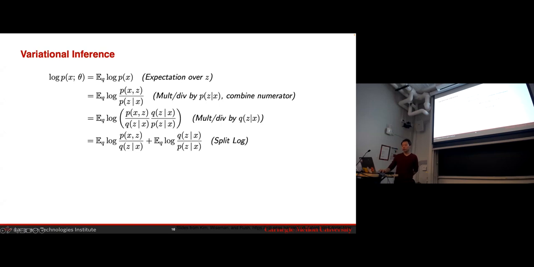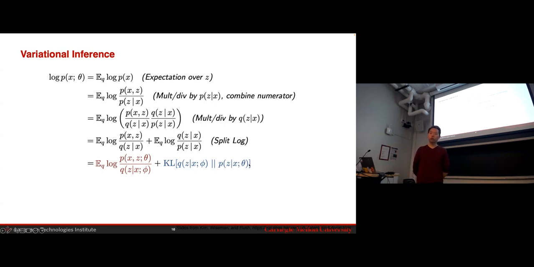And after rearranging, I basically get two terms, right? The first term is essentially an expectation under my simple distribution Q of the ratio of my P, which is the original distribution I care about, divided by Q, which is the simple distribution I'm using to approximate P. The second term that I get is a KL between Q, which is a distribution that I choose to approximate P, and P itself, the one that was hard to compute. Essentially it tells me how close this new distribution I've chosen to be simple is to the actual difficult distribution.